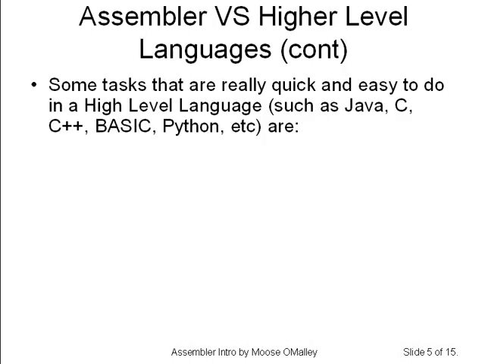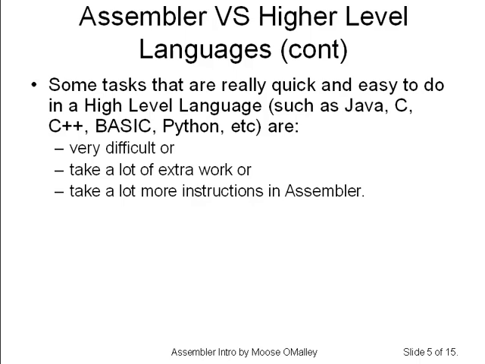Some tasks that are really quick and easy to do in a high-level language, such as Java, C++, Basic, Python, and so on, can be very difficult. They can take a lot of extra work, and a lot more instructions when you do them in assembler. So at least until you're an expert assembler programmer with a great library of routines built up, generally speaking, it's going to be more work, more lines of code, and more instructions when you do it in assembler.